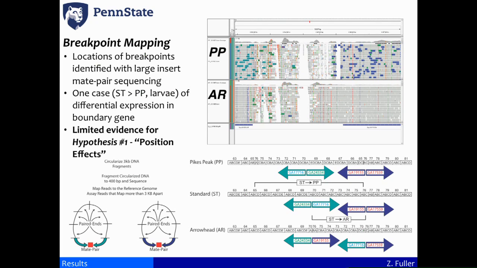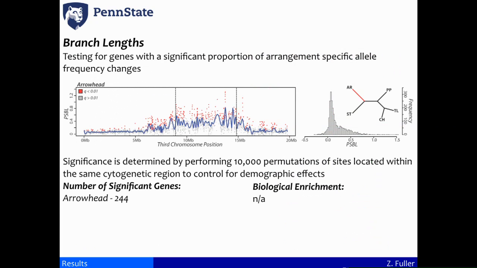We did find one case in the gene expression data where the standard arrangement had greater levels of expression than Pikes Peak, just in larvae of a single gene. But with the exception of this case, in our data we find limited evidence to support the hypothesis that these inversions are established through their direct physical effects. We also searched for signals of adaptive evolution among the genes along the third chromosome to test the predictions of some of these other hypotheses.